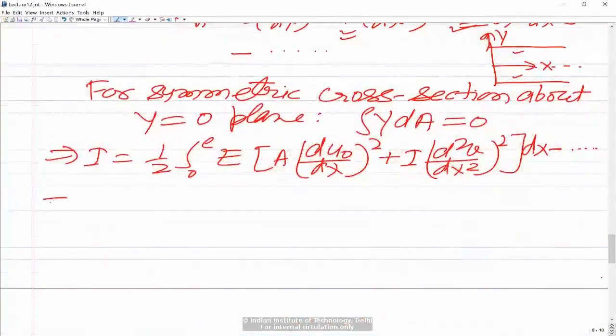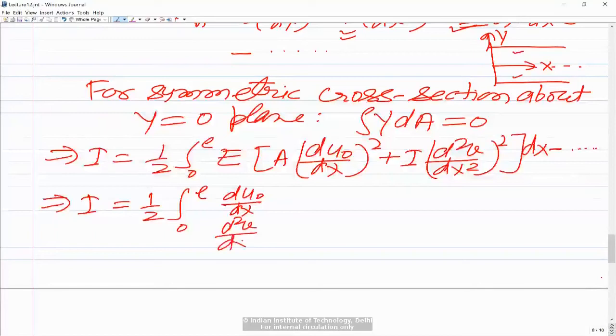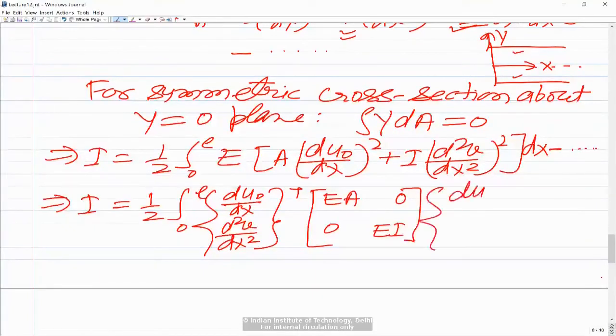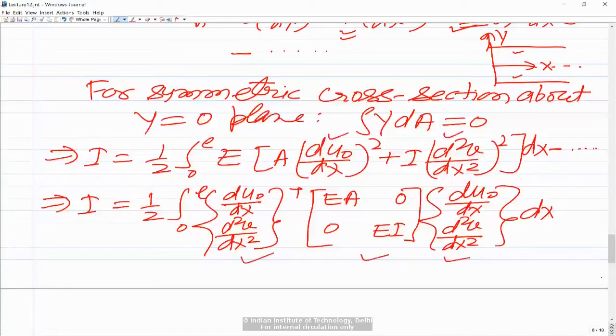So finally, what we want to do is write this as a product of matrices and vectors. So we can write this as half integral 0 to L, and then I want to take du naught by dx and d2v by dx square as one vector. So we will have the transpose of this, and at the center now I have EA, then 0 0, and EI, and then on this side the same thing, du naught by dx and d2v by dx square, dx. So now if you write it like this, ultimately if you multiply this term and this term, you are going to get basically these. So the two are one and the same thing.